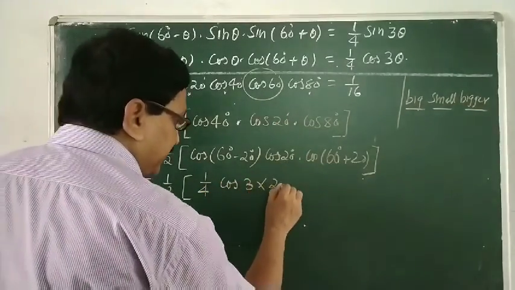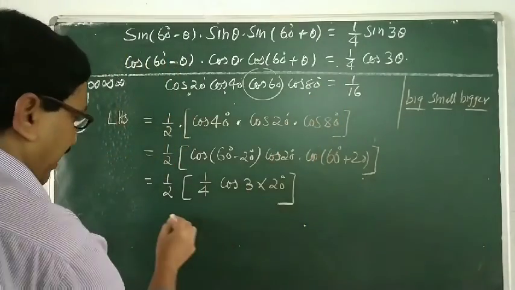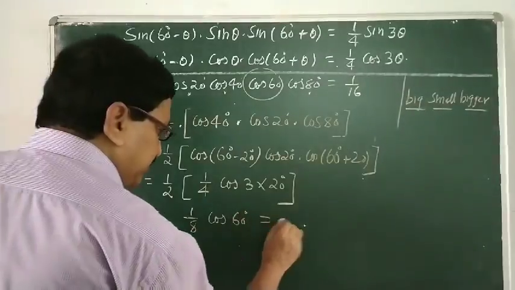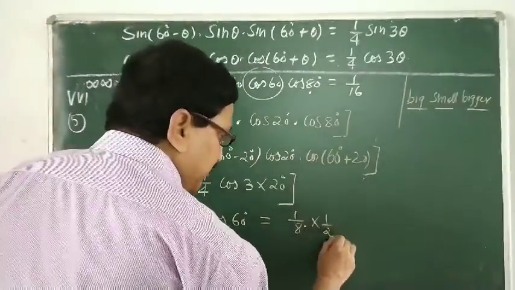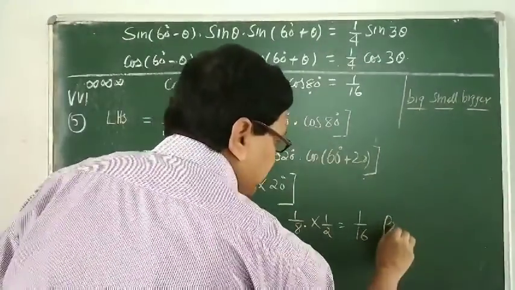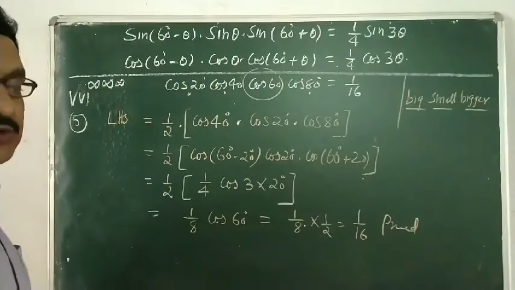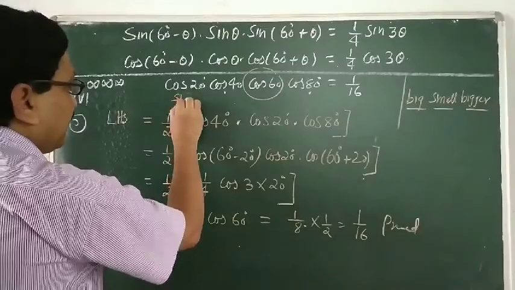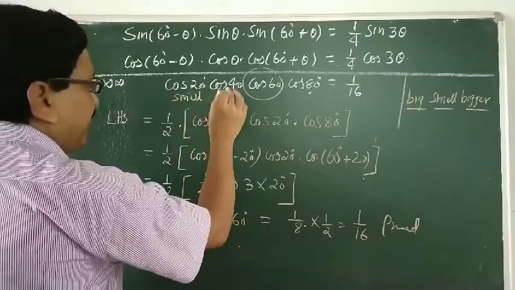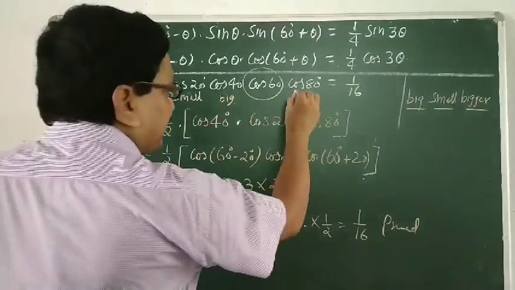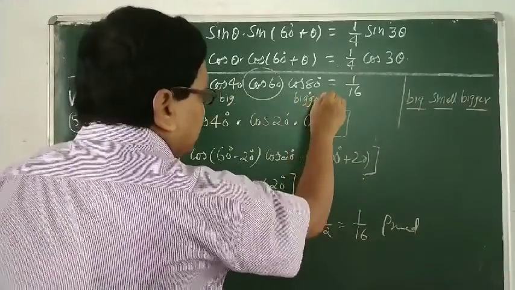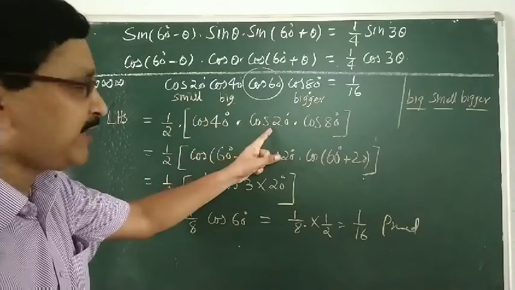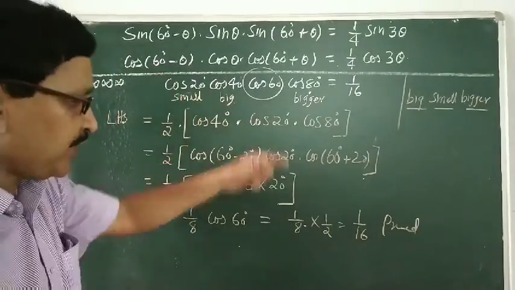Theta is 20 degree, so I will use this formula. So finally 1 by 8 into cos 60 degree. So this is 1 by 8 into half, which is 1 by 16. So you have seen how successfully the answer is obtained. Remember this: small, big, and bigger. The bigger one should be kept last, the big should be kept first, and the small should be in between. You have to set according to this.